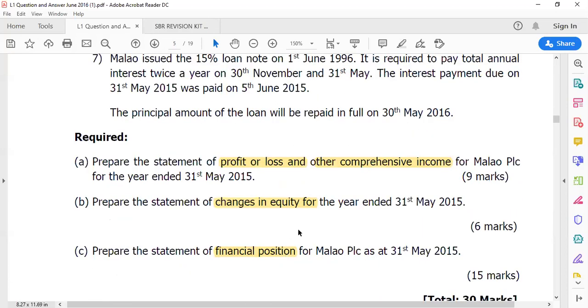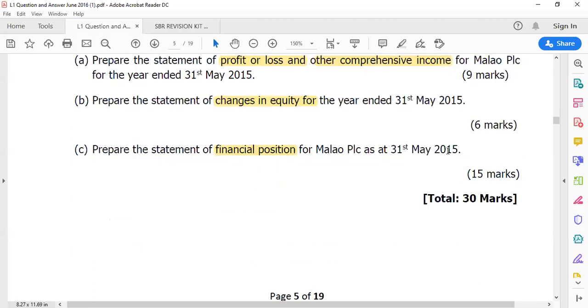So let's look at our reporting date. 31st May 2015. Yes. There we go, 31st May 2015. So indeed, once we know the trial balance date is the same as the reporting date, it means that most of the figures are going to be free marks.